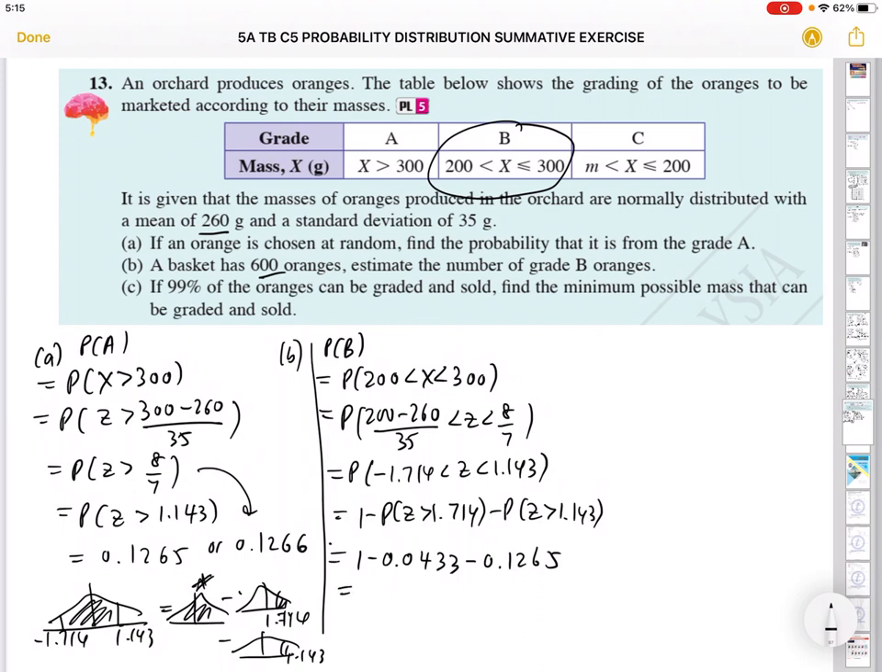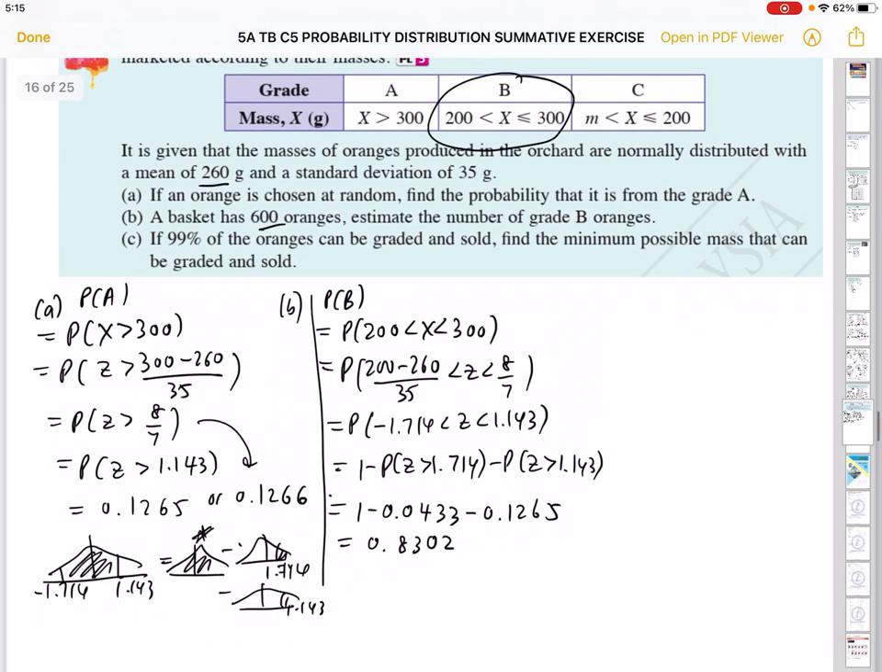Okay, so now I need to find the number of grade B. Remember, number of grade B divided by total. My total is 600. The probability is 0.8302. So my number of grade B is 600 times 0.8302, and I think we can just round off straight away, 498.